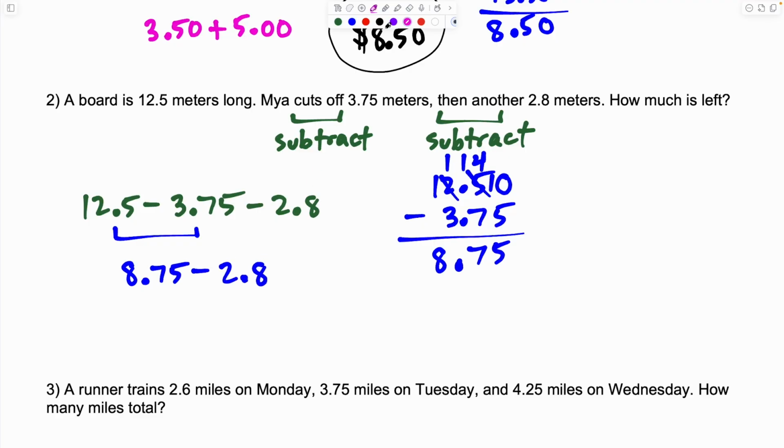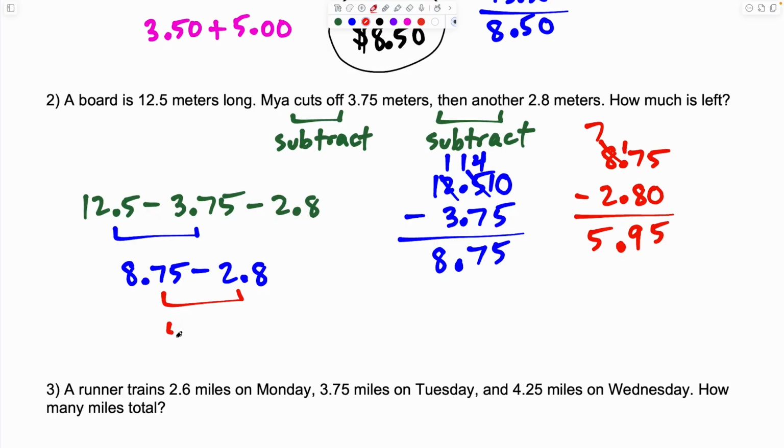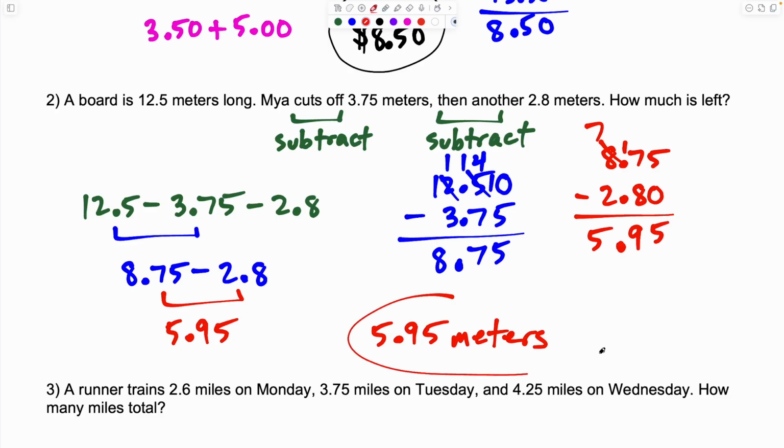And now we'll do this part off to the side. So we're going to subtract these two values here. So we could do 8.75, and we're subtracting 2.8, which I'll write as 2.80 to put a placeholder here. And now we have 5 minus 0 is 5. We can't do 7 minus 8 because 8 is greater than 7. So we borrow, we put a 1 over here. 17 minus 8 is 9. Bring down the decimal. 7 minus 2 is 5. Okay, so this works out to 5.95. But how much is left? We'll write the units with it. We'll say 5.95, and the units here are meters. So this is our solution.